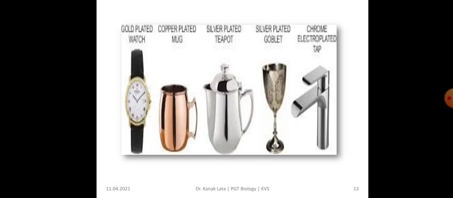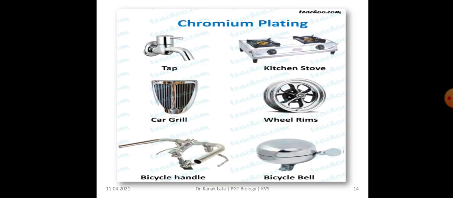Here also you can see an electroplated gold watch, copper plated mug, silver plated teapot, silver plated goblet, chrome plated tap. So these are the materials which are electroplated over the other desired metal. Here also chromium plating in the case of tap, kitchen stove, car grill, wheel rim, bicycle handle, bicycle bell. So all these are chromium plated.